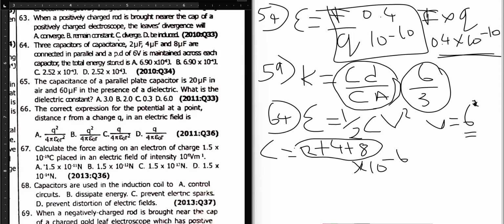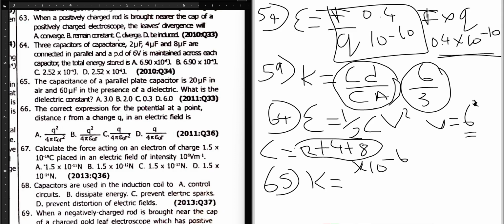All right, let's take 65. 65 says the capacitance of a parallel plate capacitor is 20 microfarad in air and 60 microfarad in the presence of a dielectric. What is the dielectric constant? Same thing, K. We've done it before. K is equal to what?